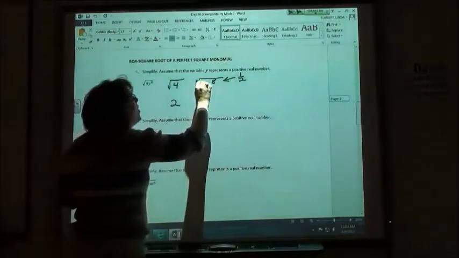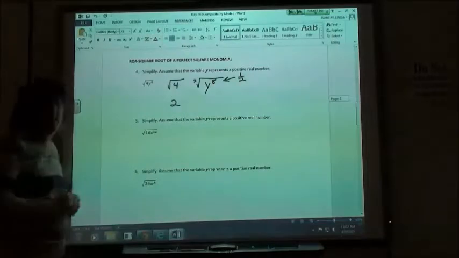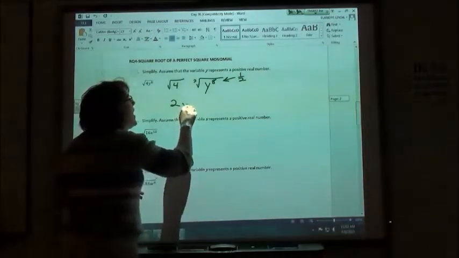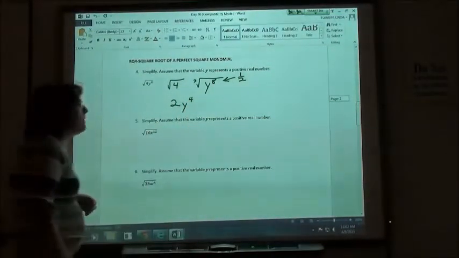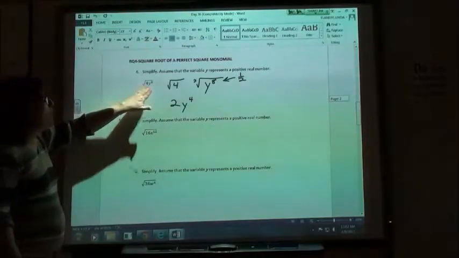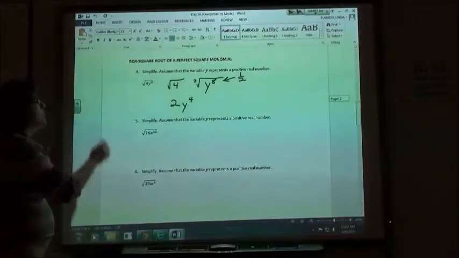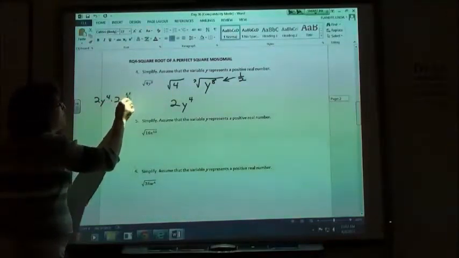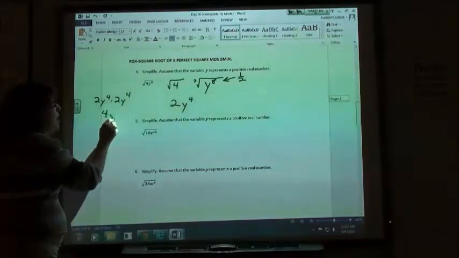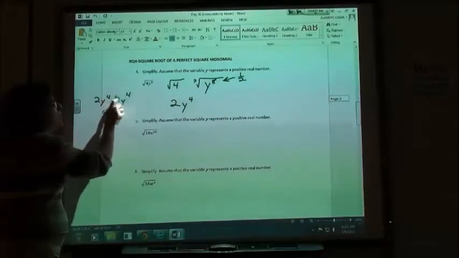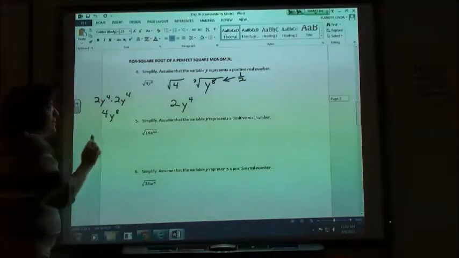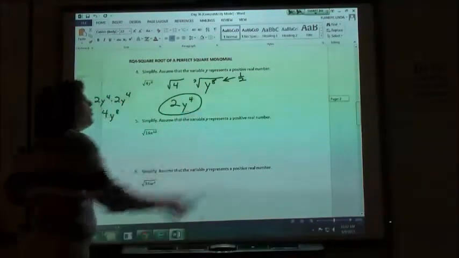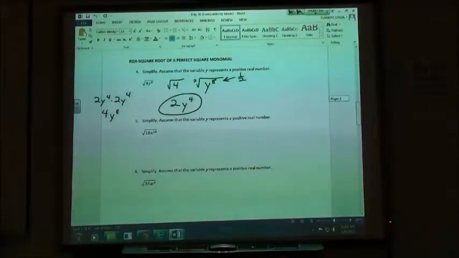This is a square root. It's understood that that's a 2 in my index. So I would have half of 8, which is 4. The square root of 4y to the 8th is 2y to the 4th, because if you take 2y to the 4th times the second 2y to the 4th, 2 times 2 is 4. I add my exponents. 4 plus 4 is 8. No radical left over because that is a perfect square, and so the square roots canceled out.